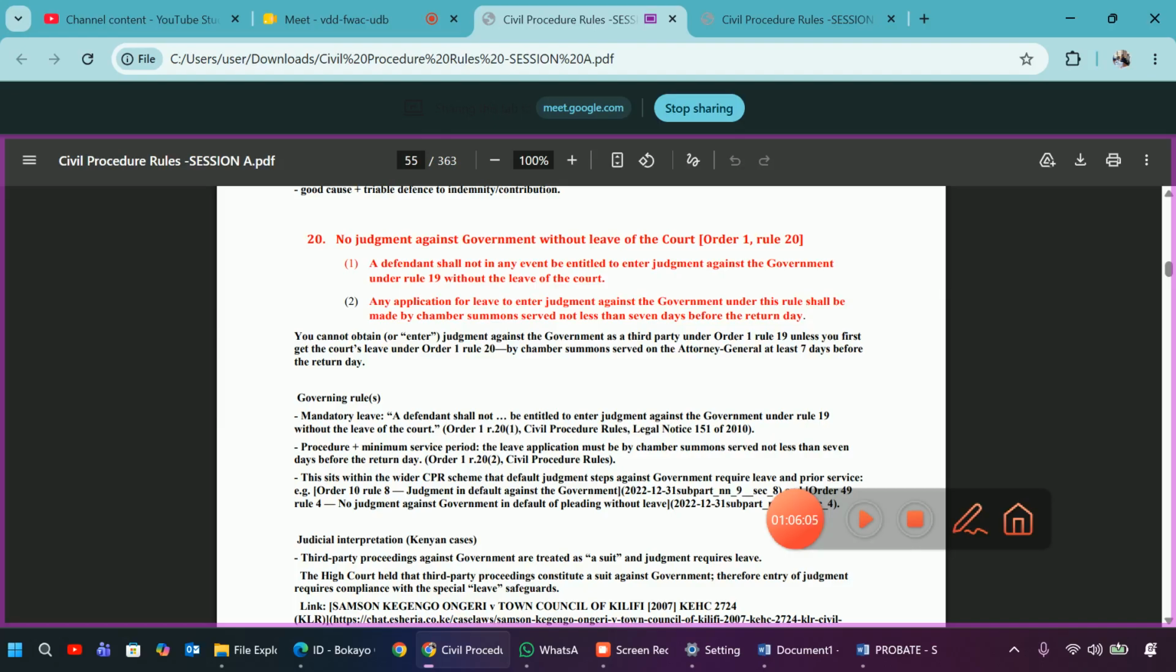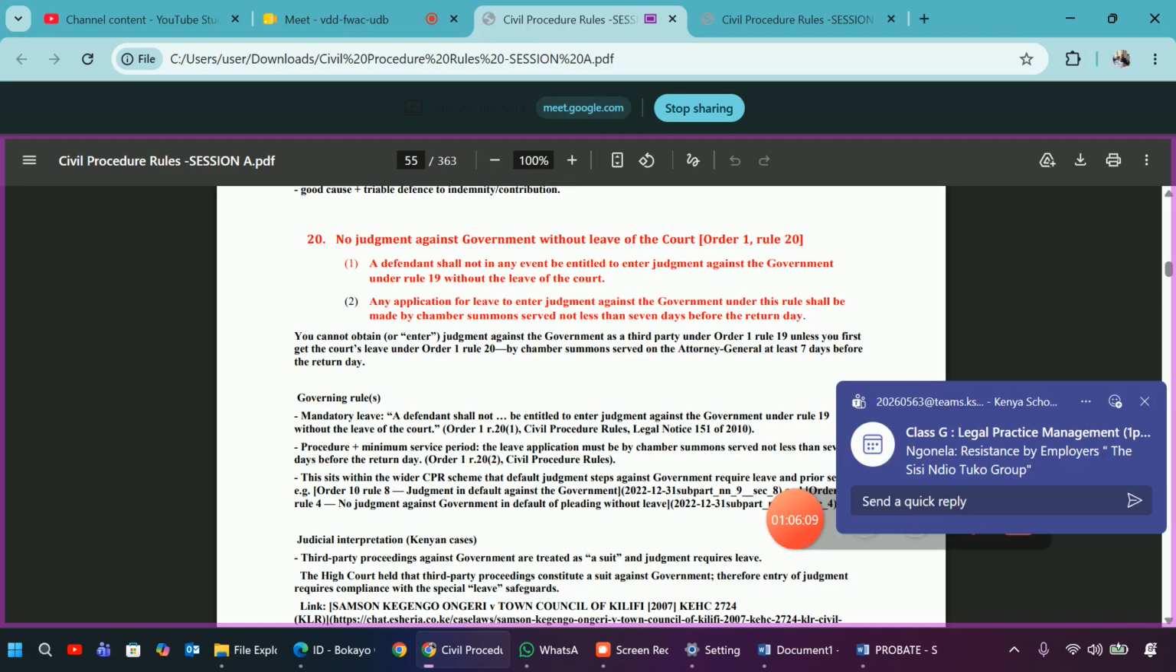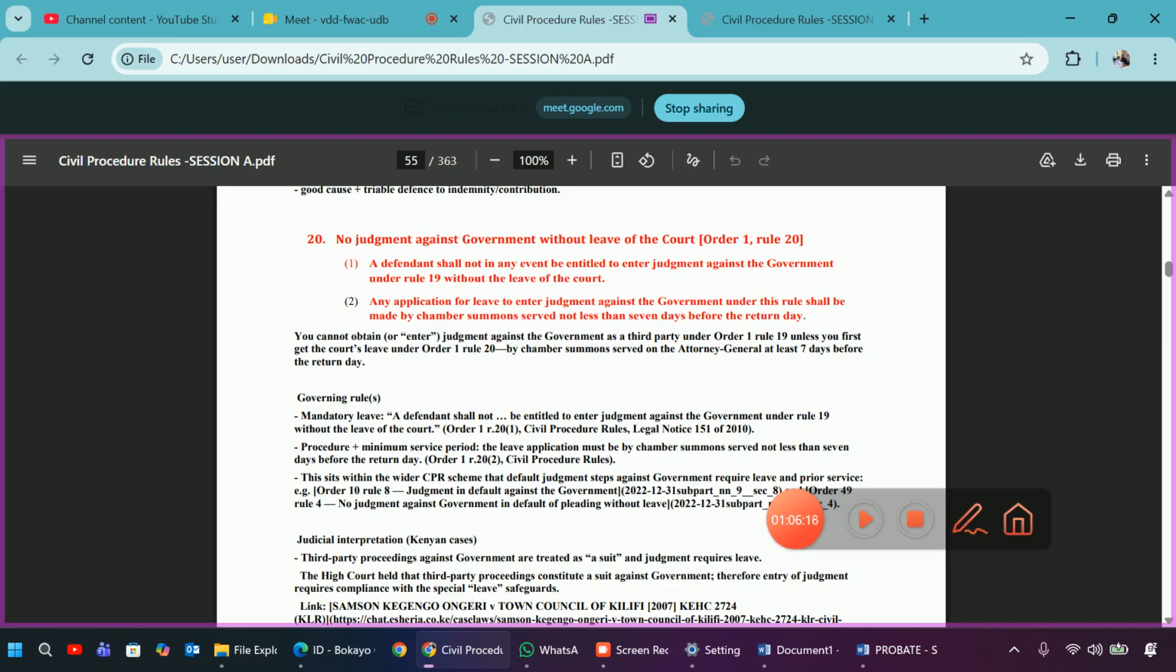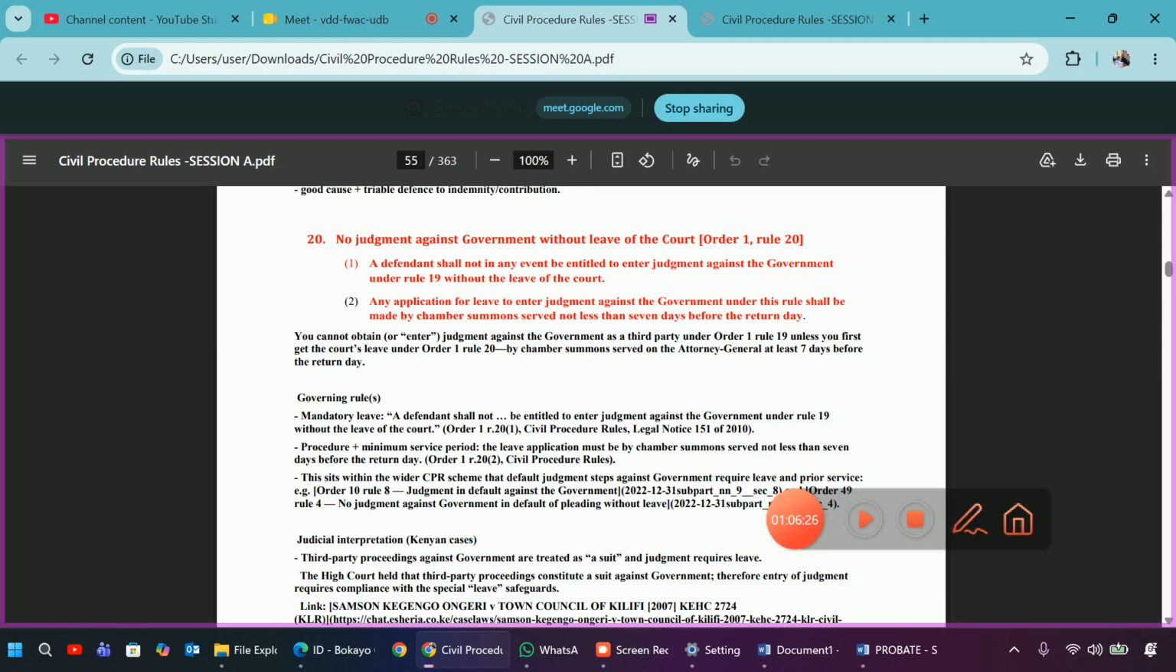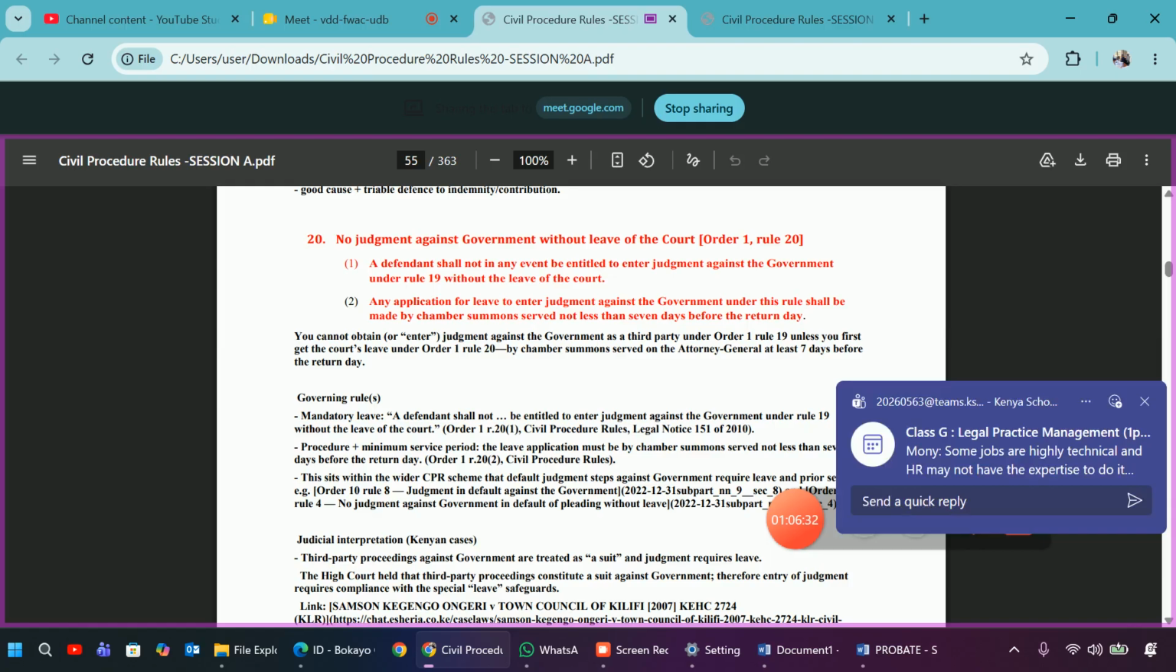So failure to follow that step will mean that no judgment against the government without leave of the court will be applied. So you cannot obtain or enter judgment against the government as a third party under Order 1, Rule 19, unless you first get the court's leave under Order 1, Rule 20 by chamber summons served on the Attorney General at least 7 days before the return day. So it is mandatory to request for this leave.